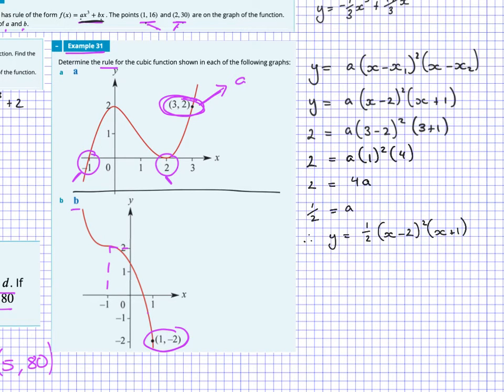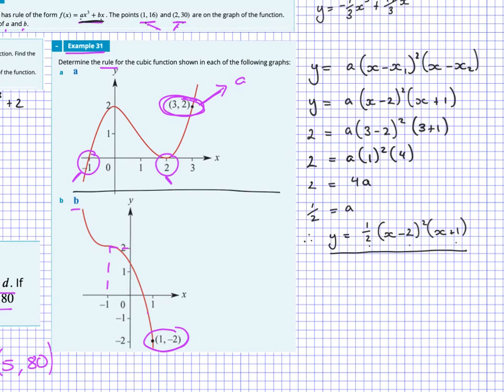Whenever you're being asked to find the rule, if there's nothing that says you have to put it in a certain form, you can put it in the form that's easiest, and factored form is one of those. So I don't even need to expand it, so long as I've got the important information of the a value and the x-intercepts. All right.